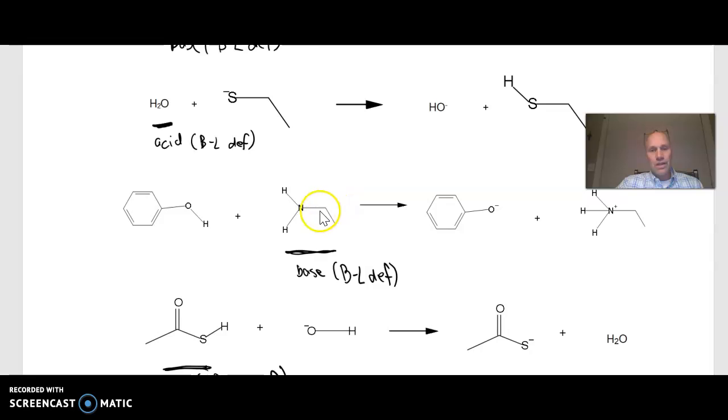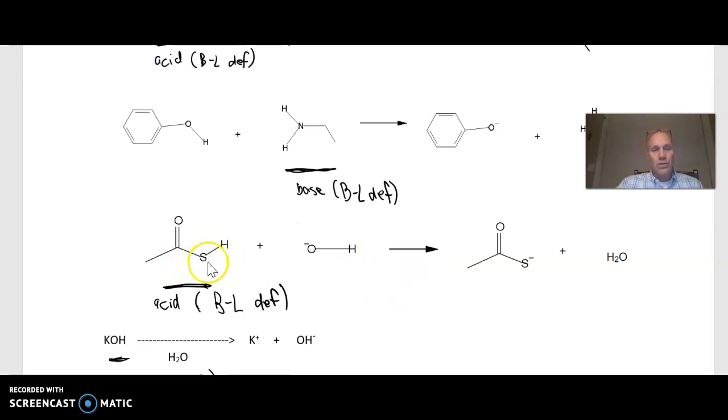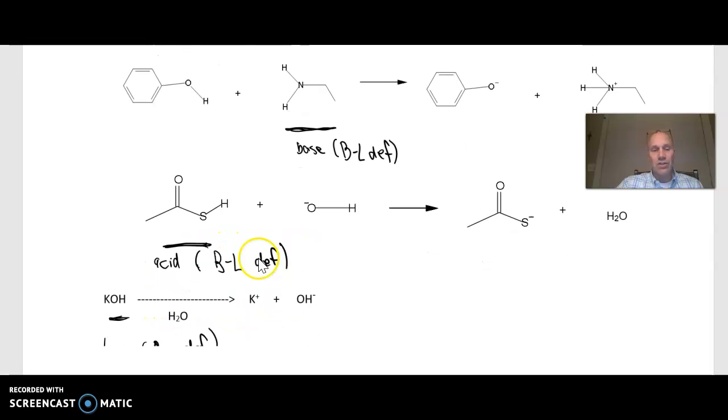In this reaction, notice that this material right here accepts a hydrogen when it goes to here. That makes it a base according to the Bronsted-Lowry definition. Whenever I give just one of them, it's because there's no way I could have identified this as a base according to the Arrhenius definition. If you could do it either way, I'm going to try to make a point of saying you could do it by either definition. This one right here, the only way that you can identify this is by saying that it is donating a hydrogen to this thing right here. So that makes it an acid by the Bronsted-Lowry definition.